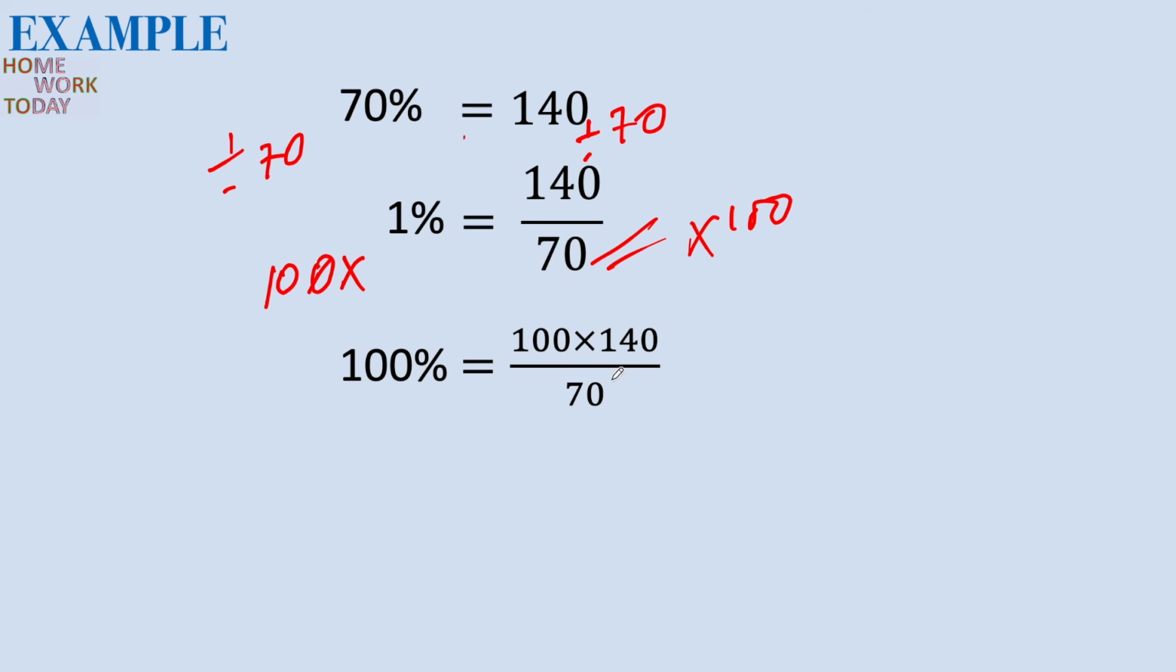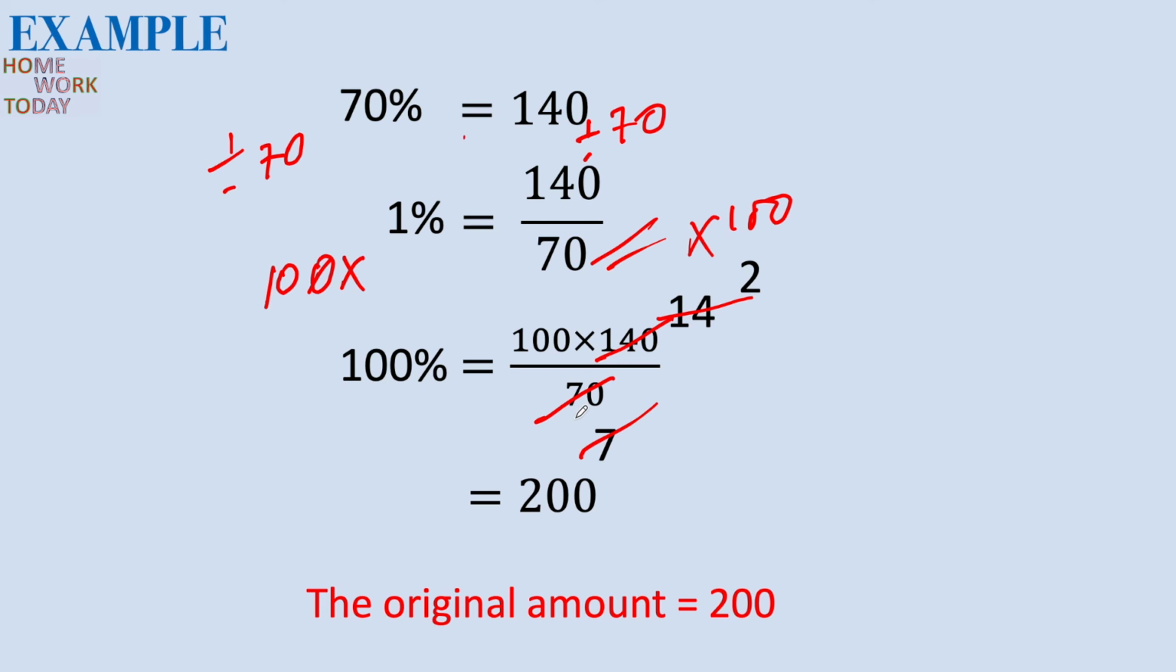Let's simplify. Dividing 70 by 10, we get 7. Dividing 140 by the same 10, we get 14. Dividing 14 by 7, we get 2. Now we just multiply 2 by 100 and get 200. And the original amount is 200.